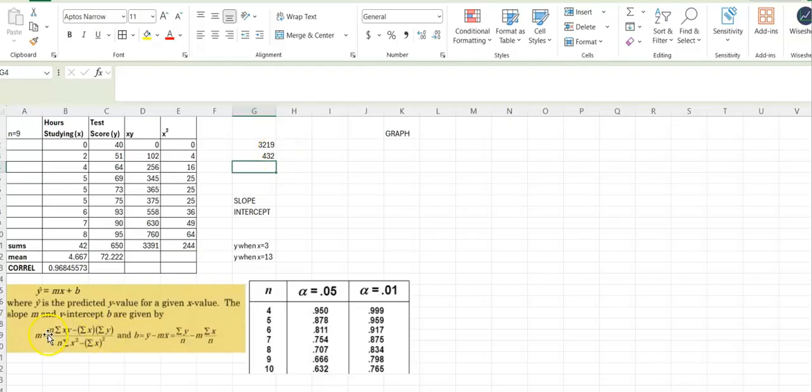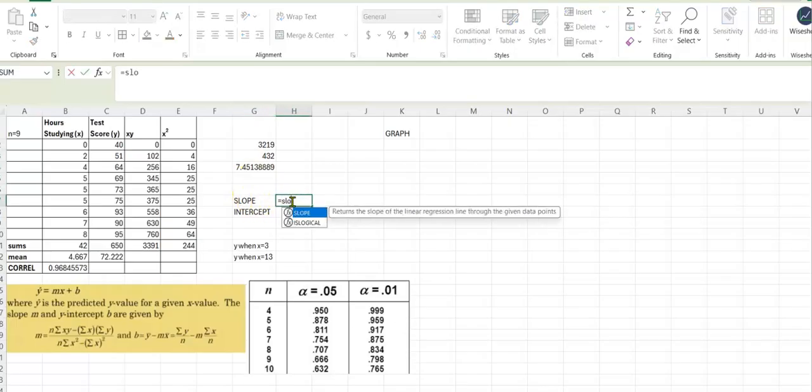So my slope, m equals 3219 divided by 432. And we're going to divide that by this, and we get 7.451.